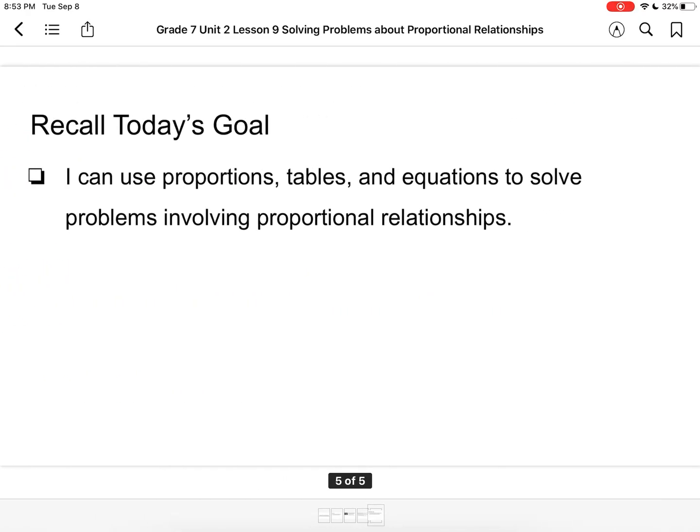So today we used proportions, tables and equations to solve problems involving proportional relationships. And that's the end of today's lesson.